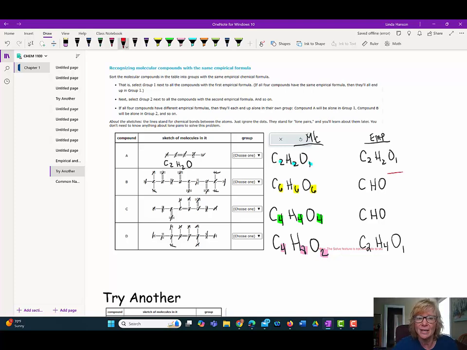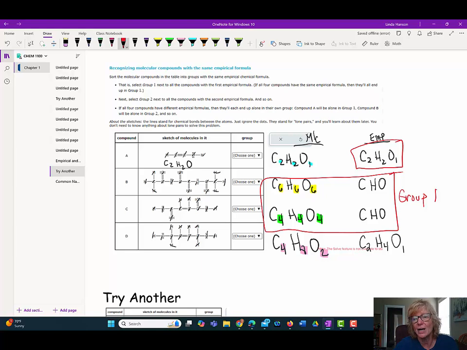So I notice that compound B and C are identical when reduced to the lowest form, so I can group those together. I'm going to just call that group 1. The first compound, compound A, is unique. There's no other compound with a 2 to 2 to 1 subscript ratio. I'm going to call that group 2, leaving this one as group 3.